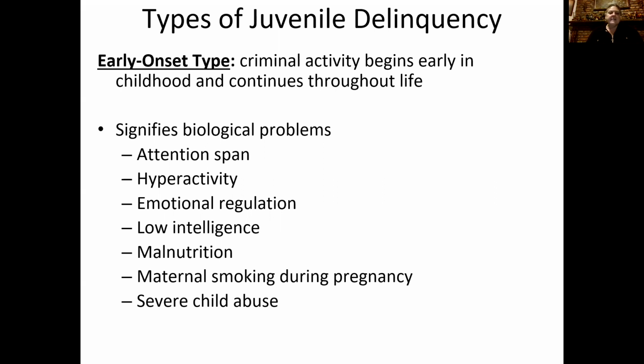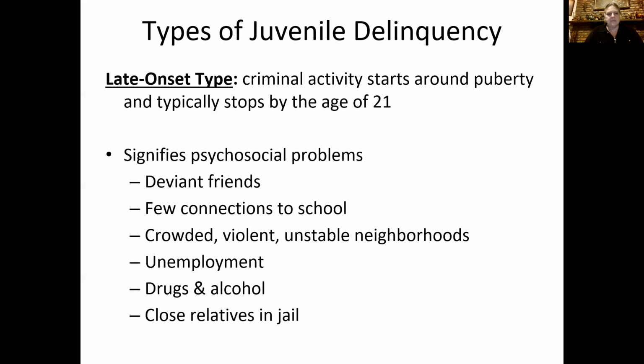It signifies, or is correlated with, as I feel more comfortable saying, certain biological things like having a short attention span, hyperactivity, poor emotional regulation, lower intelligence, malnutrition, maternal smoking during pregnancy, and severe child abuse. These are all things that have been correlated with this. Remember, correlation is not causation. So these are just things that are correlated with this early onset type of juvenile delinquency.